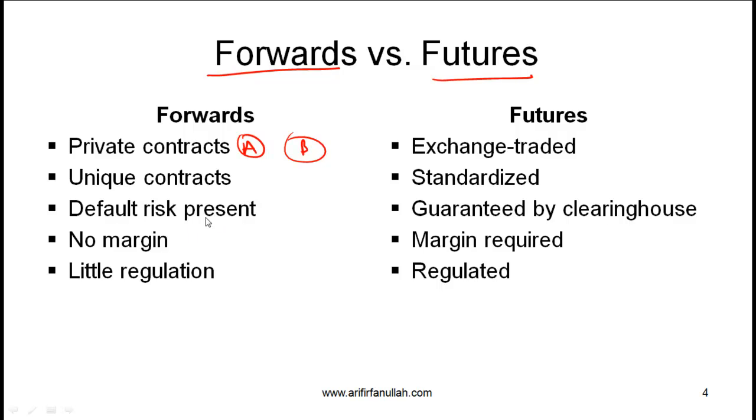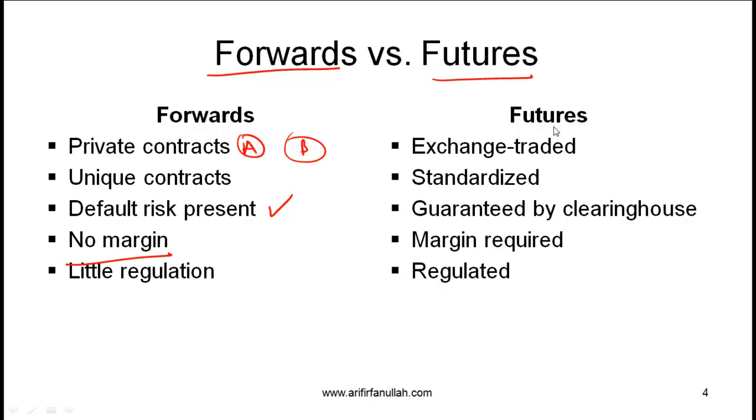There is default risk with forward contracts because you might make an agreement with counterparty B, but at expiry of the forward contract, counterparty B might not deliver. So there is default risk or credit risk. No margin: when two private parties get into a contract, typically nothing is exchanged up front. And there is little regulation. Again, since these contracts are between private parties, there is little or no regulation.